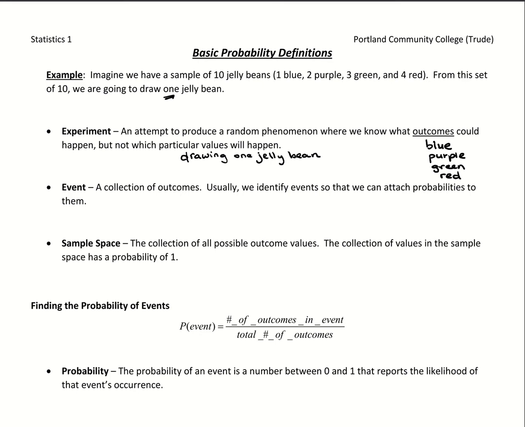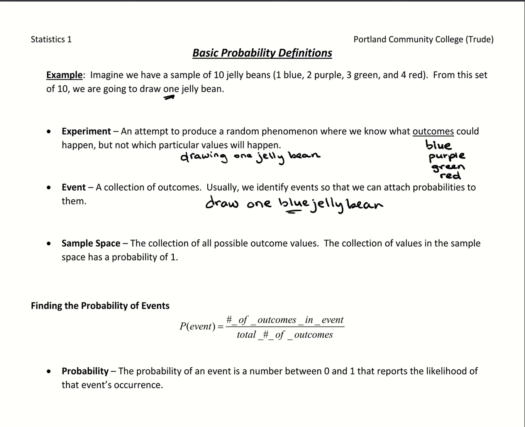In this case, if we're drawing 1 jelly bean, a possible event, if we just choose a color, is the event of drawing 1 blue jelly bean. And then you could just play around with the different possible colors that could go in there. Based on the number of trials, we could adjust, like matching colors. If we draw 2 jelly beans, what's the probability they're both purple? So having 2 purple jelly beans would be our event.